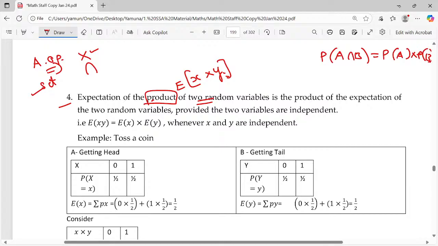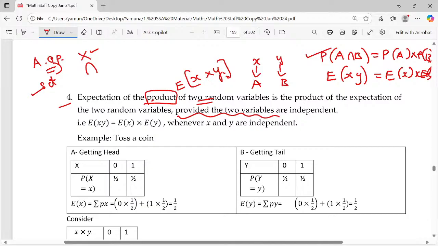If you talk in this sense, and if A and B are two events which are independent, and X is a random variable associated with the event A, and Y is a random variable associated with the event B, and if this holds, then obviously E of XY will be equal to E of X into E of Y. So that's why we have this, provided the two random variables are independent. X is not related to Y, both are independent. So this is quite important.